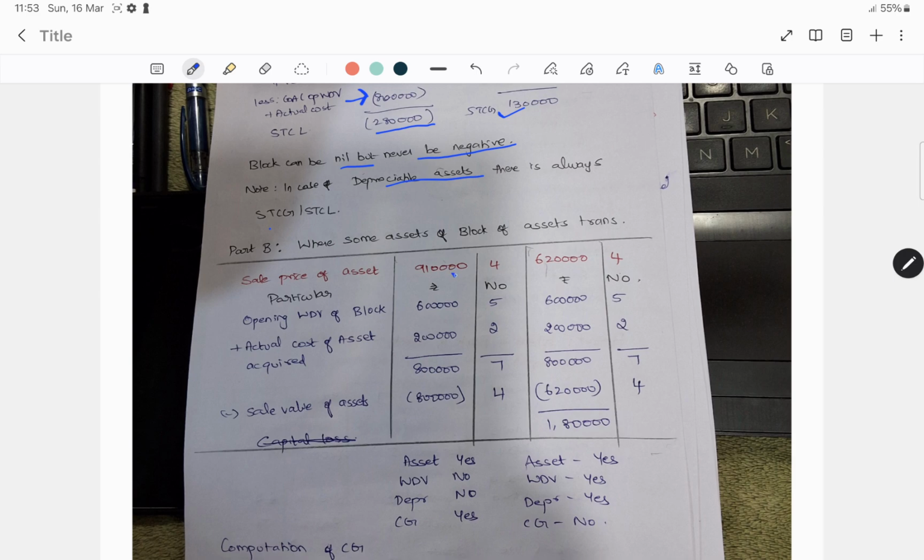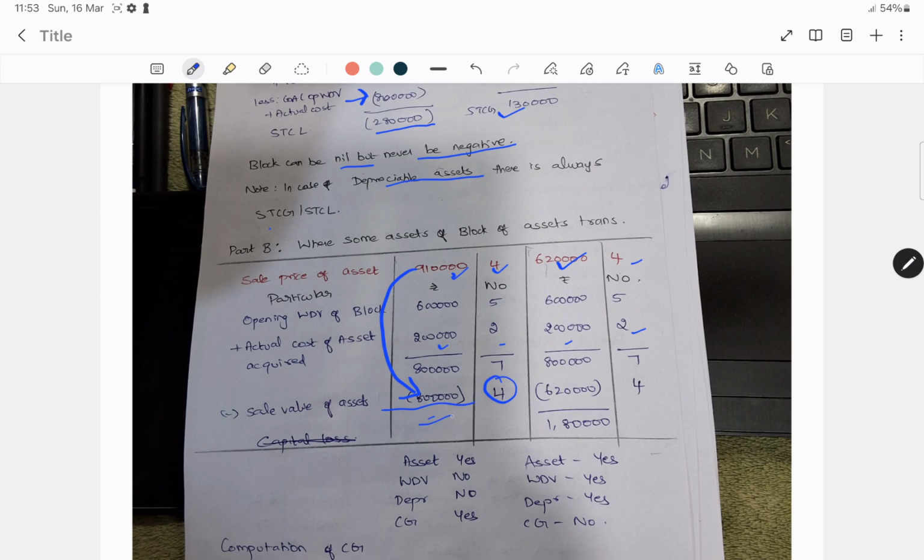Suppose the sale value is 9,10,000 and 4 assets are there. In the other case, the sale value is 6,20,000 and 4 assets are there. Opening WDV is 6 lakh with 5 assets. Actual cost is 2 lakh with 2 assets. Now what happens is only 4 assets are sold for 9,10,000.